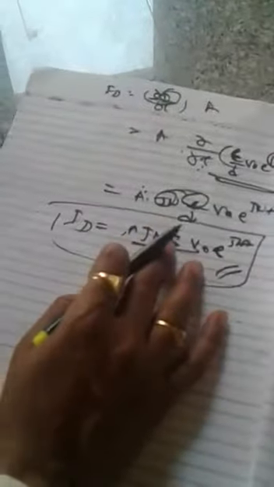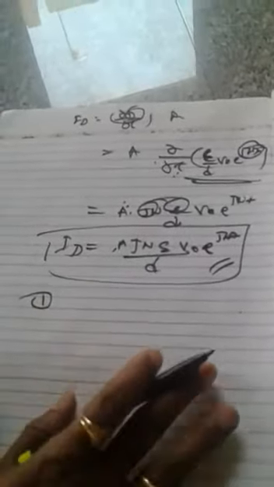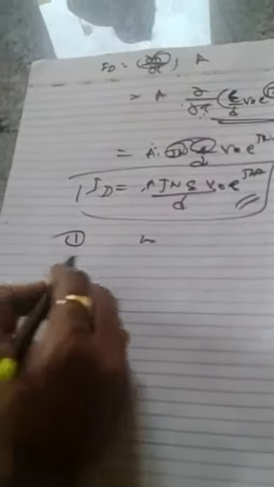Summarizing these, we have the four Maxwell equations: one is the differential or point form for time varying fields, and the other is for static fields. So let us summarize the Maxwell equations in vacuum as follows.